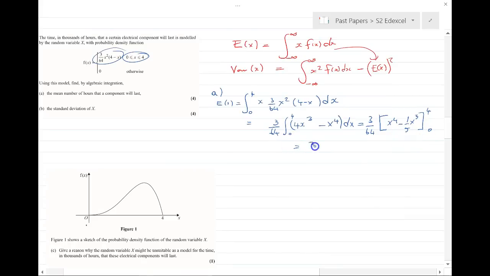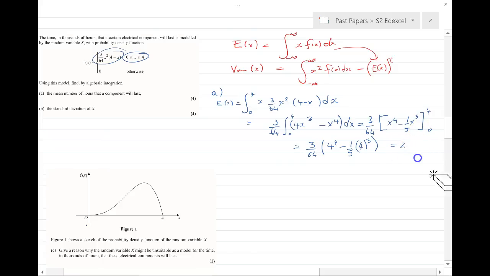so that comes to 3/64 times 4 to the power 4 minus 1/5 times 4 times 4 cubed, and that comes to 2.4.